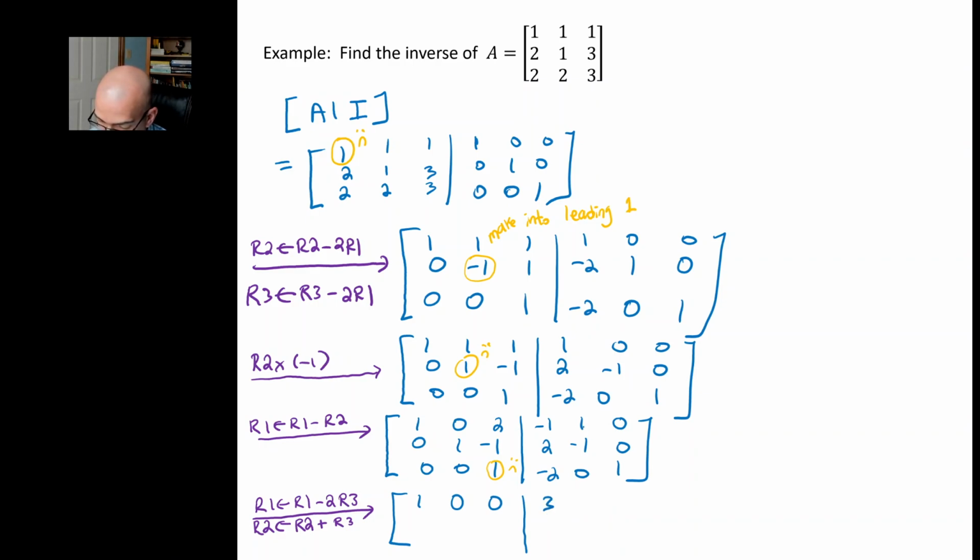Then 1 subtract 2 times 0 is 1. 0 subtract 2 times 1 is -2. It's so easy to mess this up. I may have made a mistake by now, but we'll double check at the end.